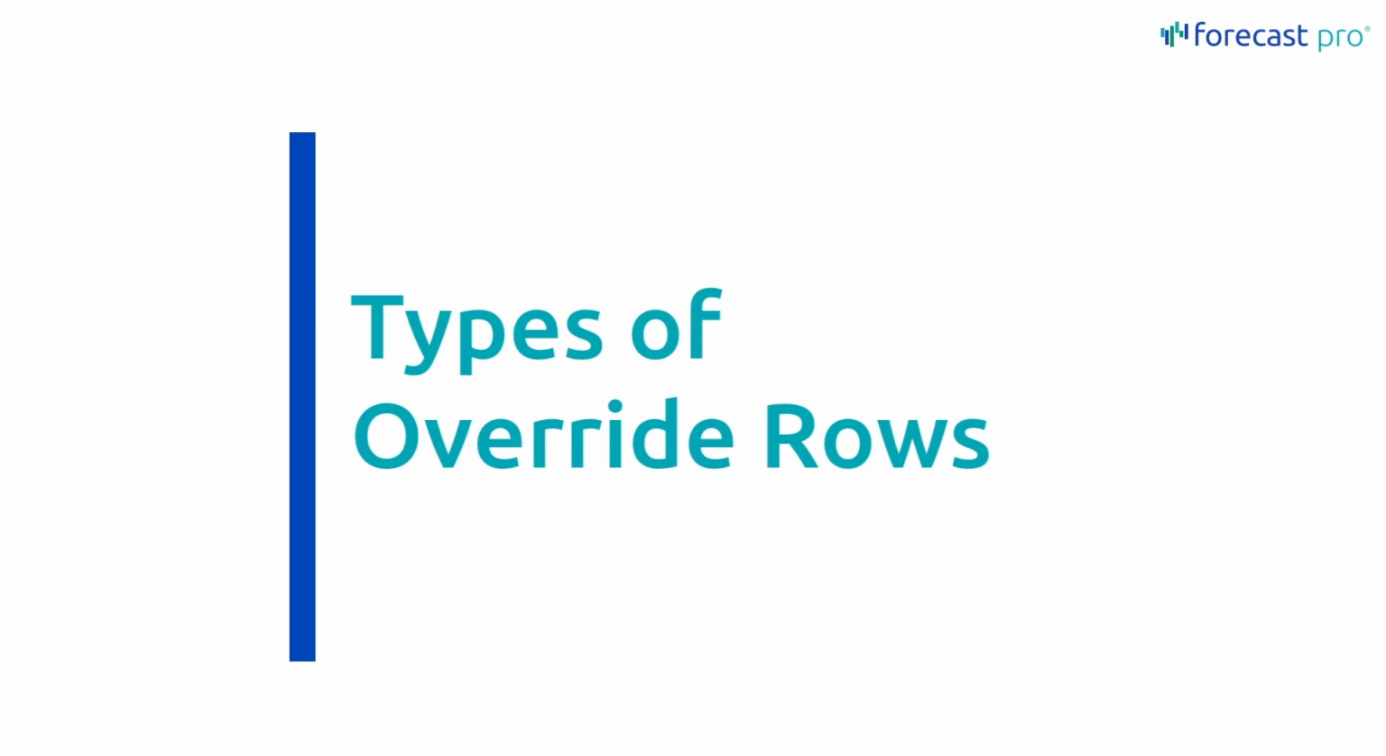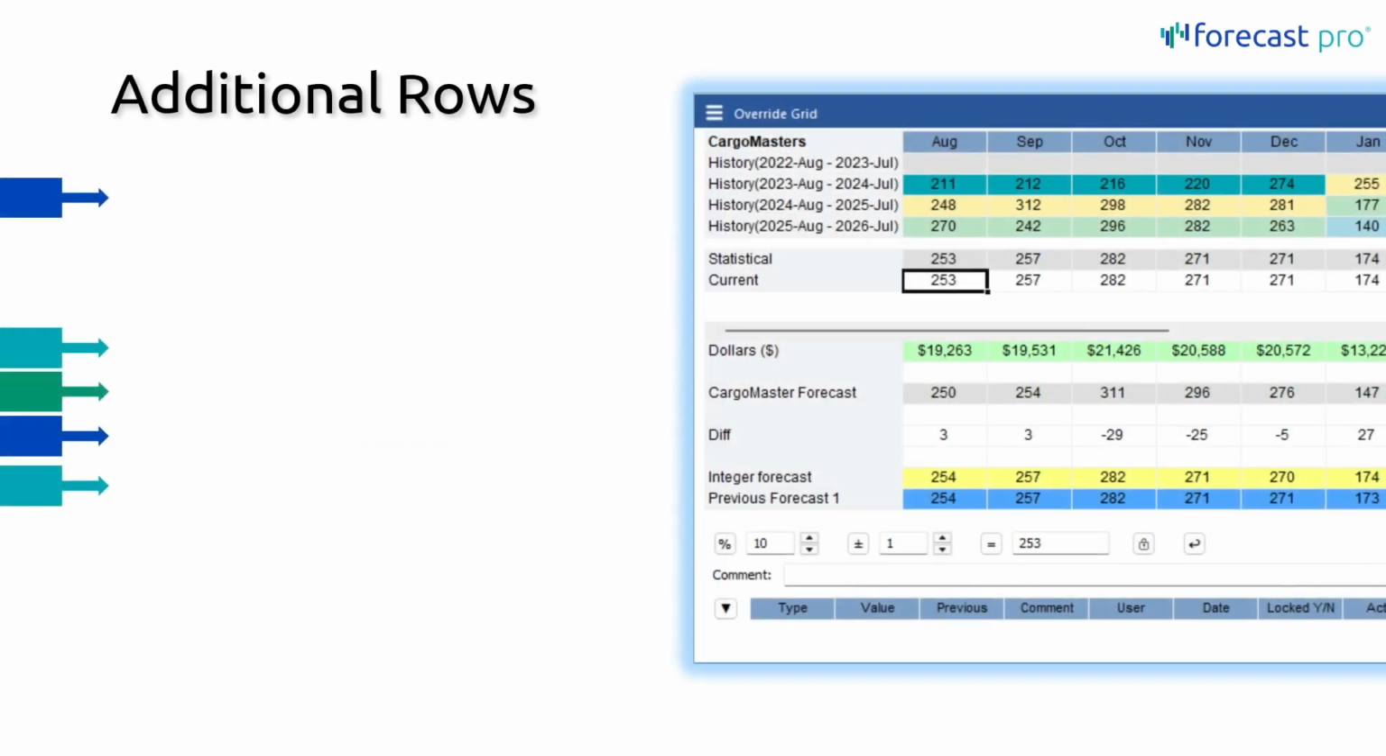So now that we've discussed some different types of external data we can get, how would this look in Forecast Pro itself? The most common place to look at this external data would be in our override grid itself. And so beyond just making overrides, we can see additional information.